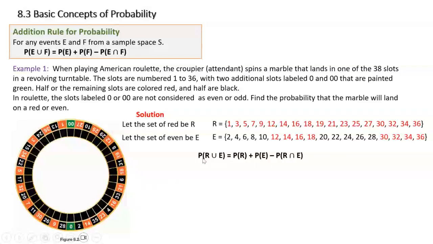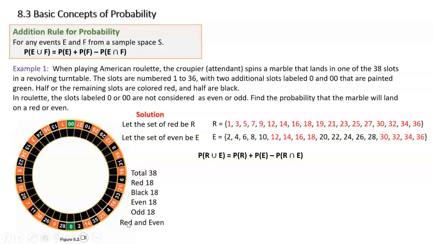Now, here's my formula. Because we want a red or an even, this is the formula we use. The probability that red or even equals the probability of R, which is red, plus the probability of E, which is even, minus the probability of R and E, which means where they intersect. Here we go. There are 38 total slots. There are 18 red and 18 black. There are 18 even and 18 odd.